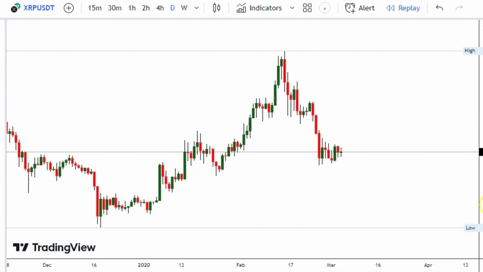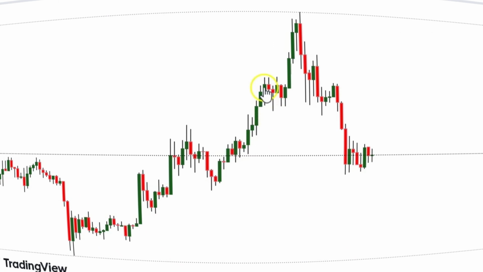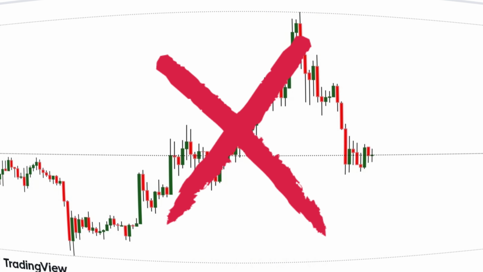But the key point is here. A hanging man formed during this process, but the confirmation candle didn't appear here. A negative candle should have formed, but it didn't. So this pattern was not confirmed and failed.